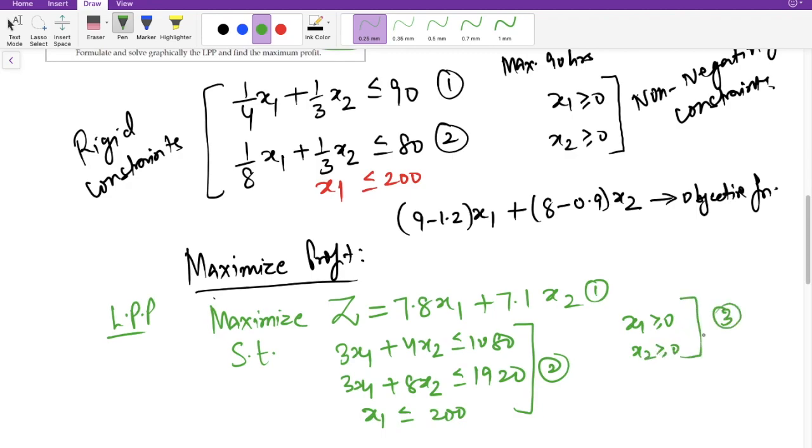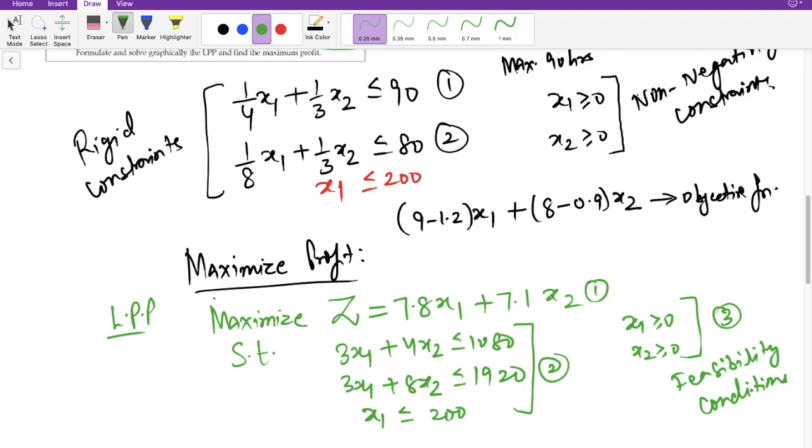Sometimes we also call these feasibility conditions because they make the problem feasible. So if you want, you can also call them feasibility conditions. So this was the formulation of the linear programming problem, and I hope you can appreciate and realize it was not a tough task.